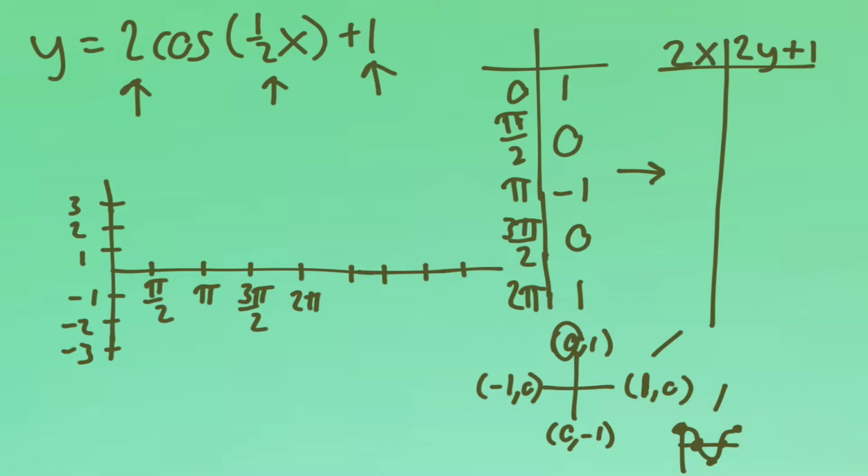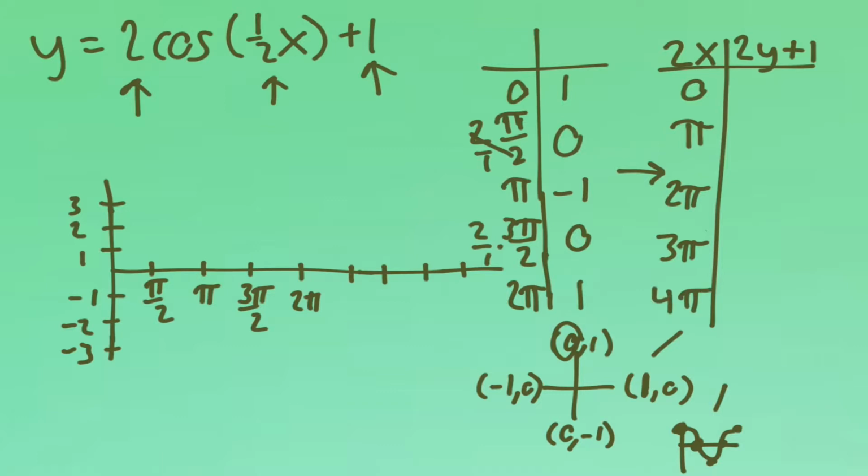And we can apply those transformations from the old table. 2 times 0 is 0. 2 times pi over 2, the 2's are going to cancel, so we're going to be left with pi. 2 times pi is 2 pi. 2 times 3 pi over 2 is going to be 6 pi over 2, which is 3 pi. And 2 pi times 2 is 4 pi.